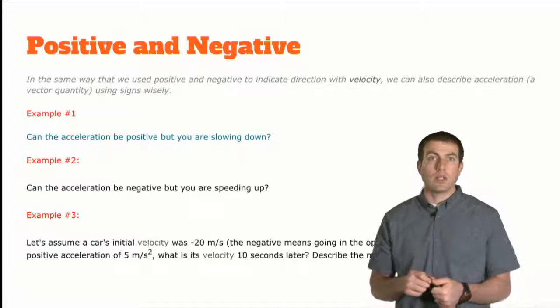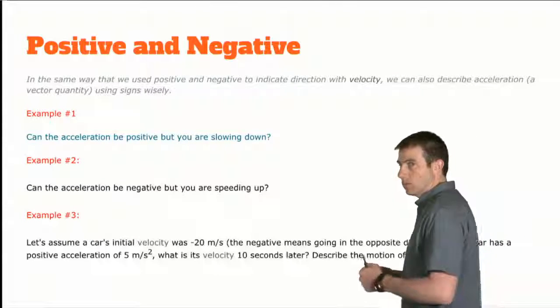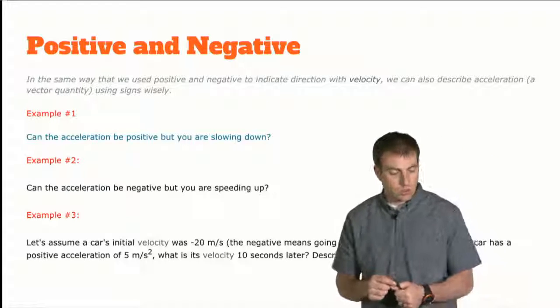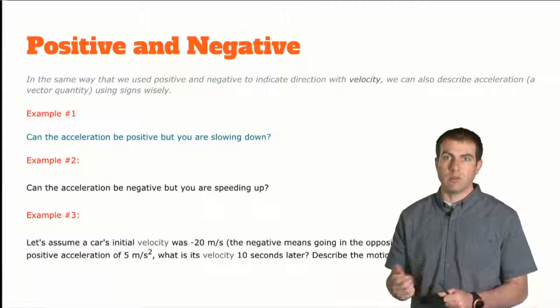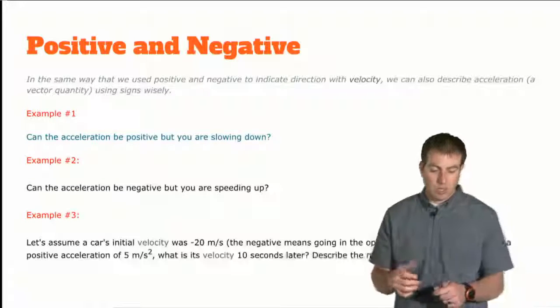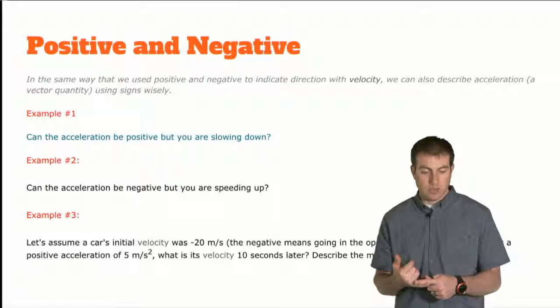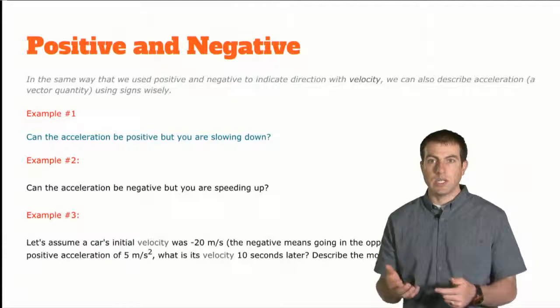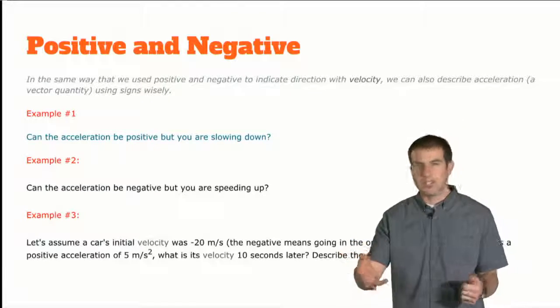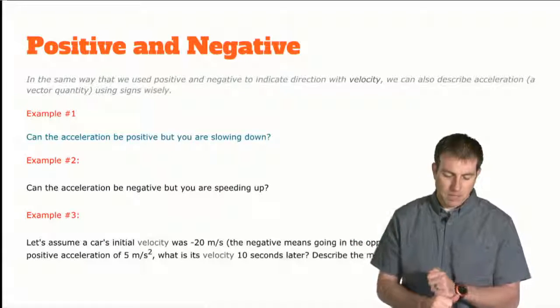What if I were walking backwards and I started to slow down going backwards? Would that fit this example? So my acceleration's positive. I'm slowing down going backwards. That means I'm speeding up in a forward direction, if you want to think of it that way.